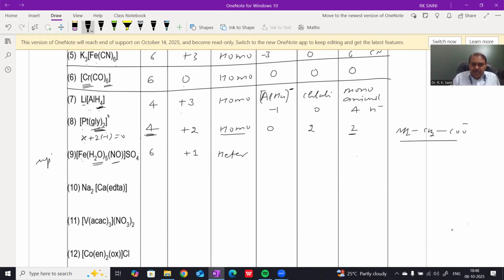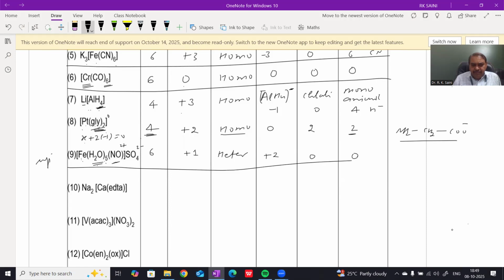Heteroleptic. Charge on the cationic part: after removal of the sulfate ion, the complex species carries +2 charge. The coordination sphere carries +2 charge. The number of chelating rings is 0 because all ligands are monodentate. Mono-anionic ligands are also 0 because water is neutral and NO is a cationic ligand.